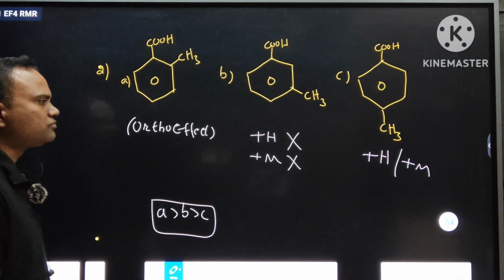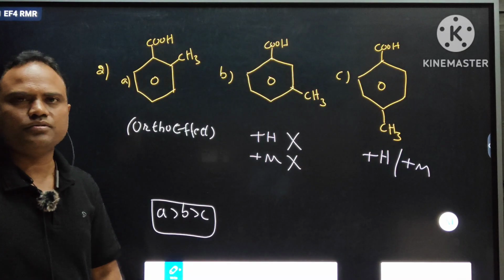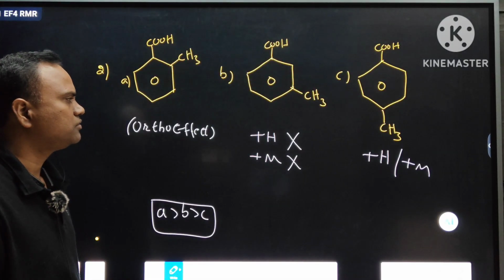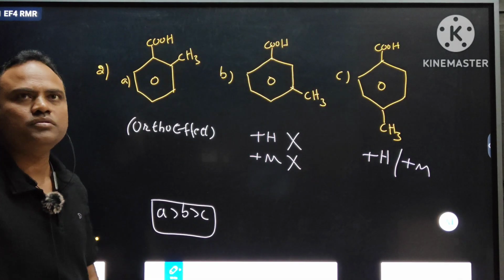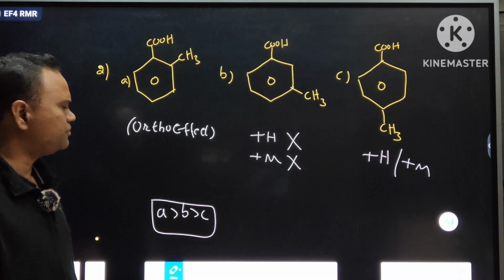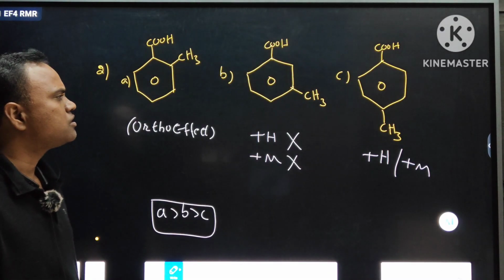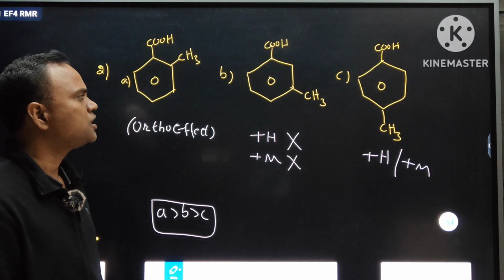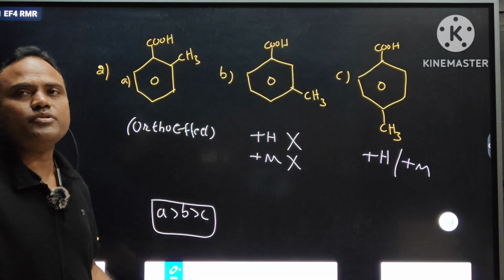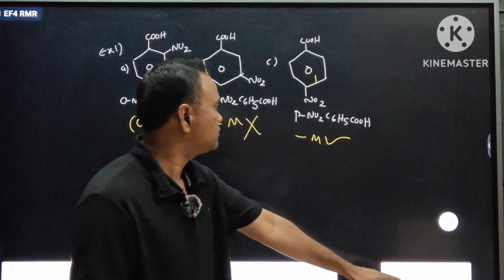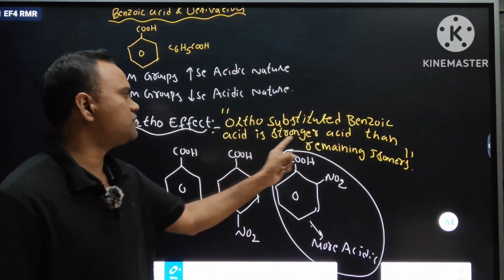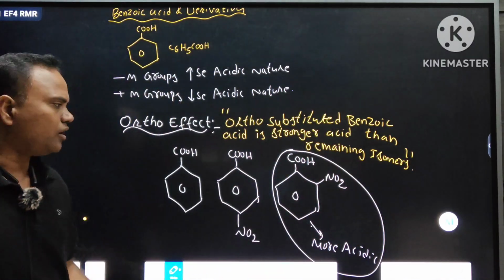Right? Next, shall I clear this? Sorry. Ortho effect will dominate now. Ortho substituted benzoic acid is stronger than the remaining. What is this statement? See, what is the ortho effect? Ortho substituted benzoic acid is stronger than the remaining isomers. Ortho effect will dominate.